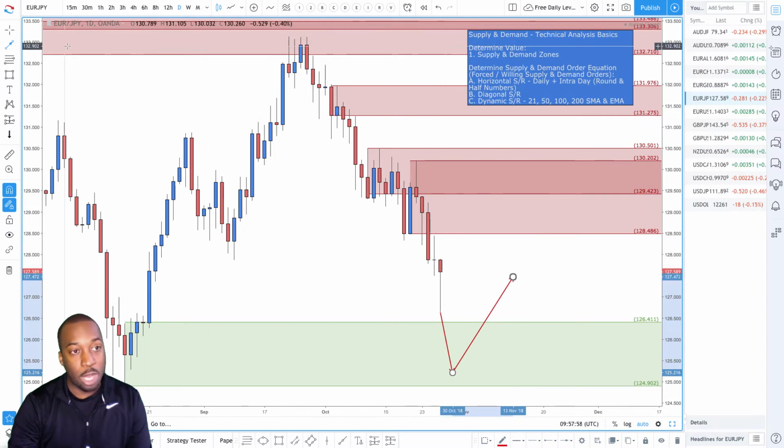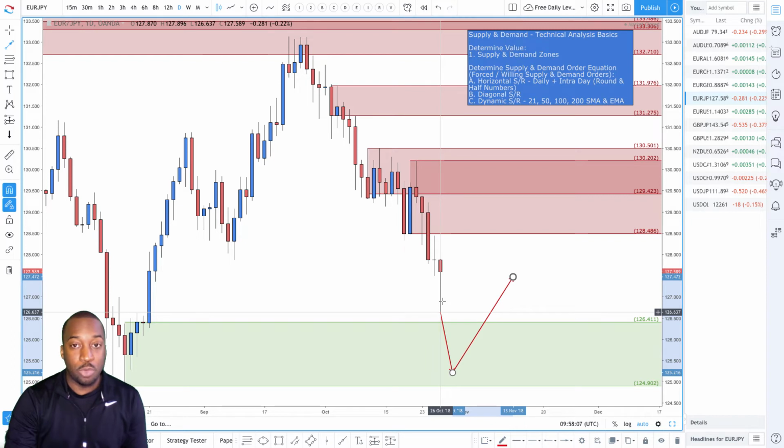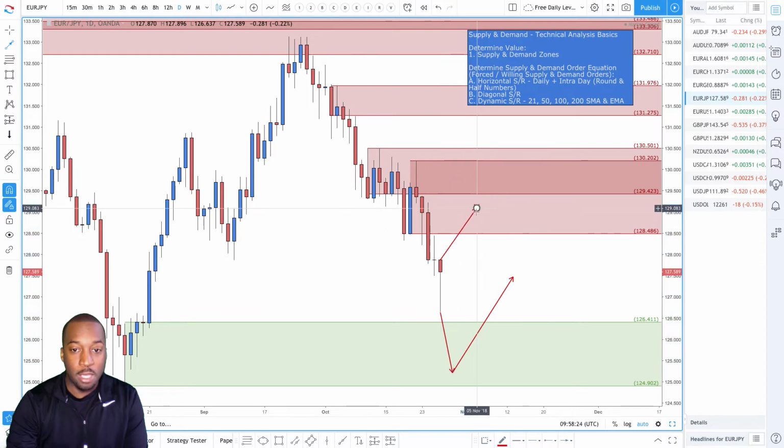Again, if you're looking to be a buyer of the euro, then you really have to look for other markets as well. So look for the stock market to be increasing and going to the upside, and also markets like gold to be selling off, right? If you're looking to be a buyer of the Japanese yen, then you'll be looking for a pullback and then looking to probably sell around here.